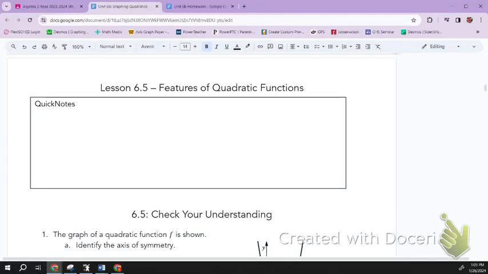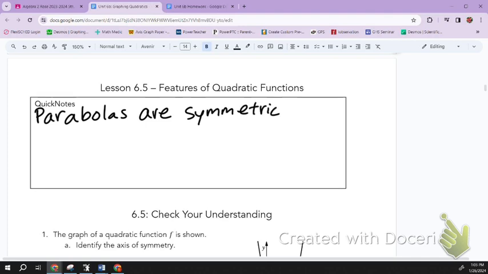6.5. Features of a quadratic function. Parabolas are symmetric. Specifically, they're symmetric across the axis of symmetry.